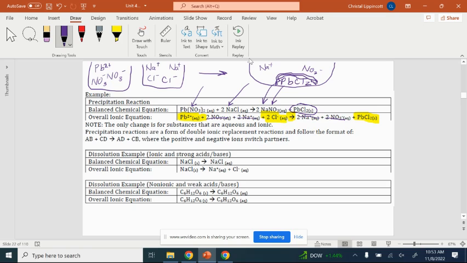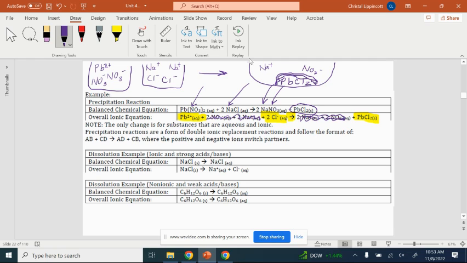So because of that, we get rid of them in our net ionic equation. We only want to see what is actually doing something. The only thing that did something was the lead and the chlorine combined to form this. If these all remain soluble, then there's no reaction because nothing's changed.